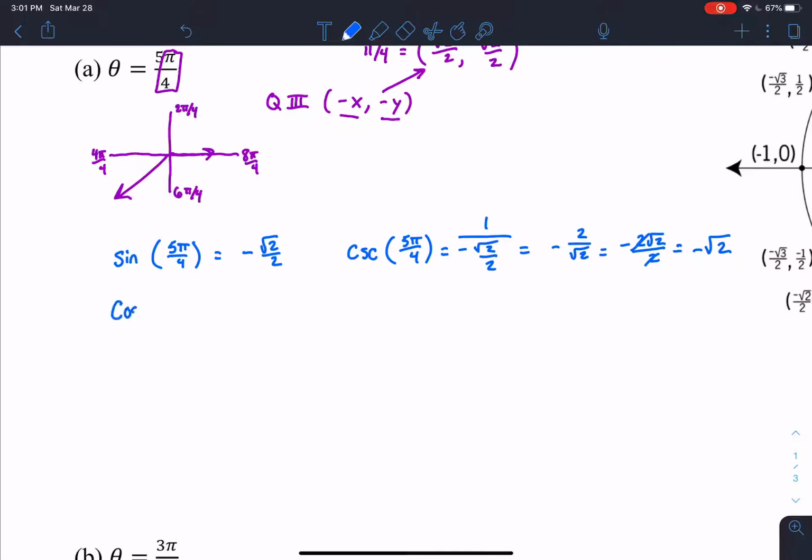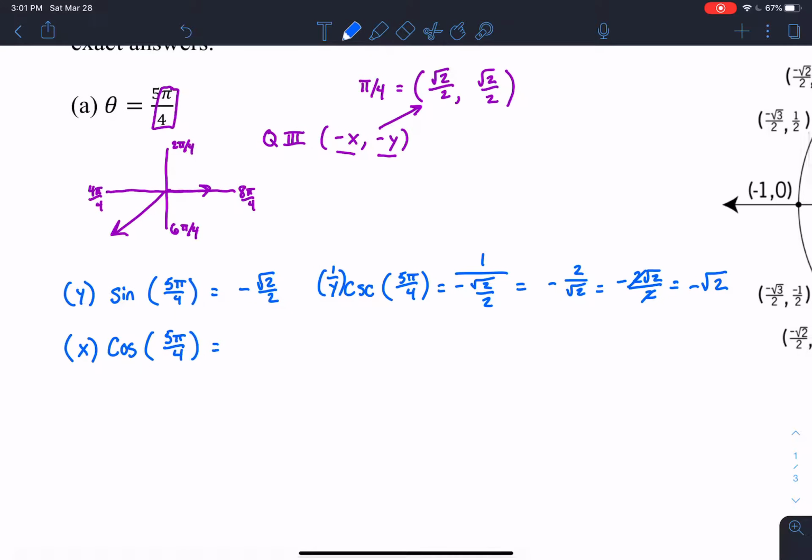All right, so then you got cosine. Cosine goes with the x term. Sine is the y term. Cosecant is 1 over the y term. Cosine is the x term. Okay, now it's going to be the same thing, right? So it's going to take the x term, but I'm going to make it the negative. So negative 2 over root 2.